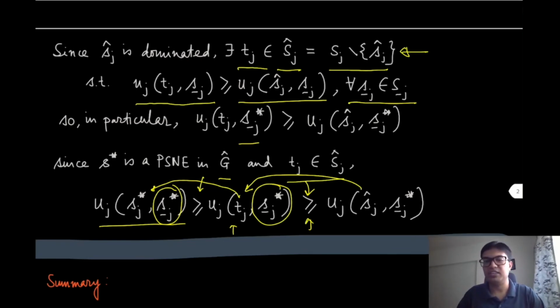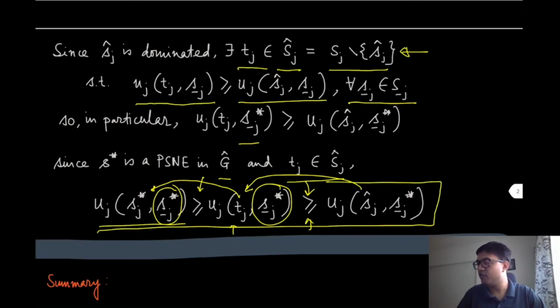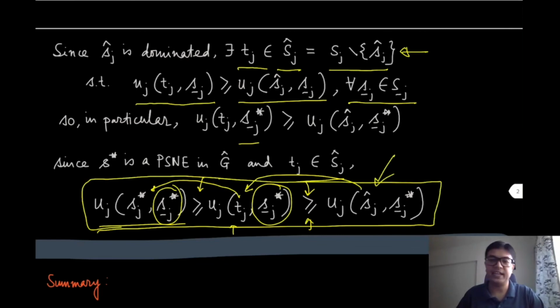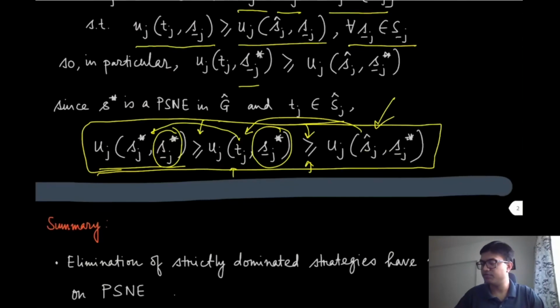But at least on this Nash equilibrium profile, we can show that this inequality holds, and therefore, if we look at the entire game when SJ hat is also present in the strategy space, this inequality is also going to get satisfied. So S star, SJ star, S minus J star is also a pure strategy Nash equilibrium of the original game, and that completes the proof.